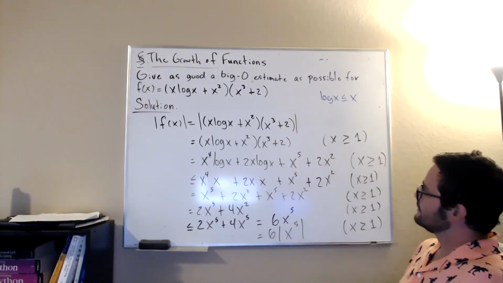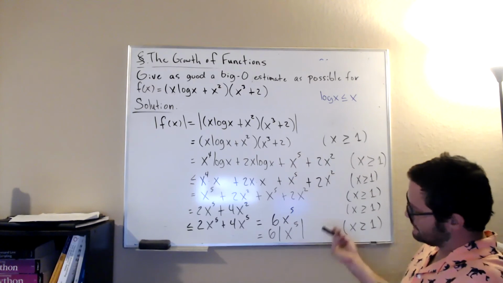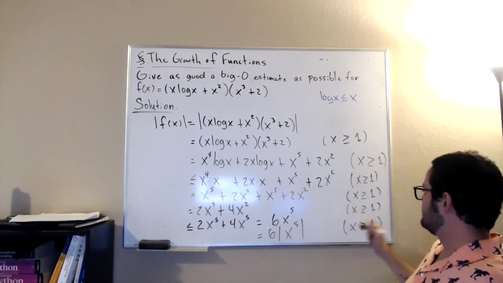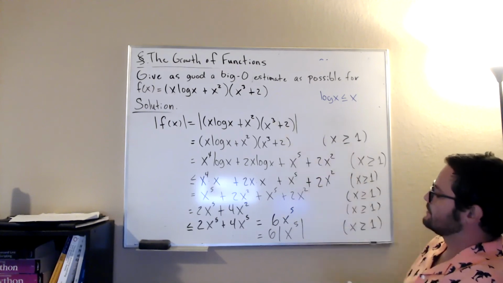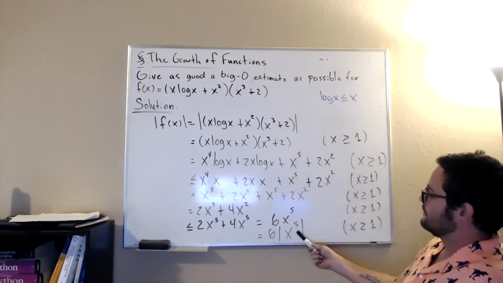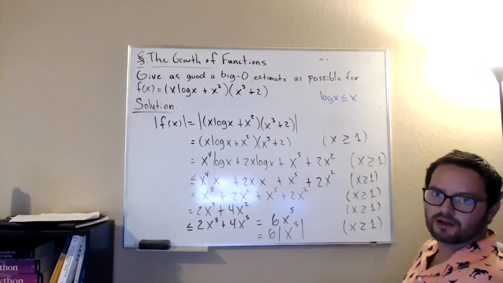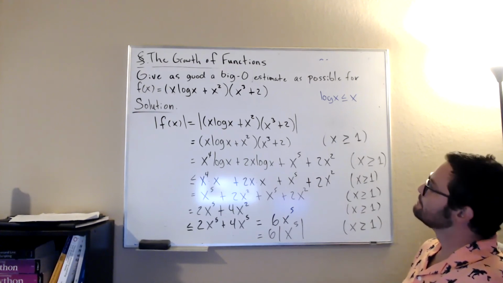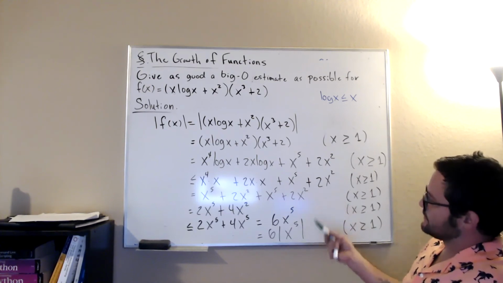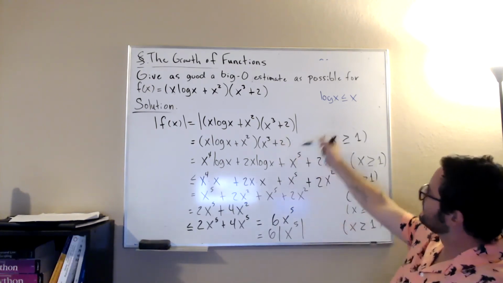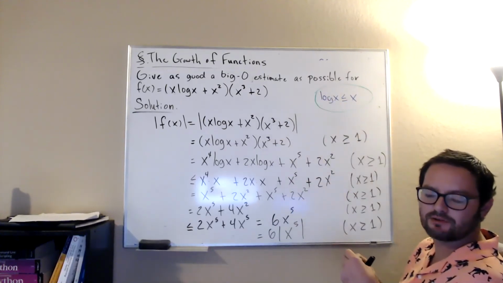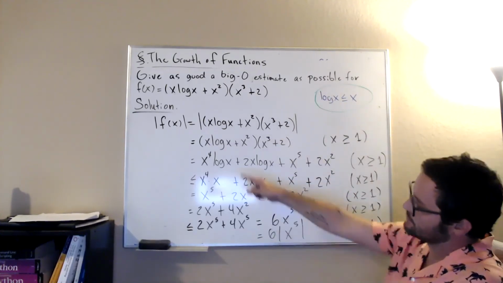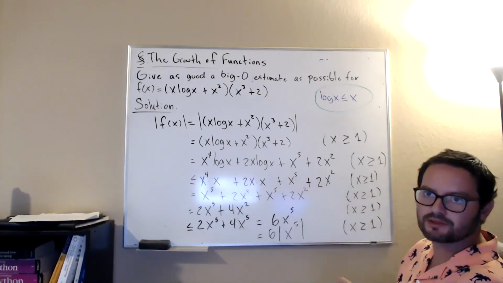So then you would say, taking witnesses C equal to 6 and K equal to 1, we've shown that f of x, this function here, is big O of x to the power 5. And this one wasn't so bad once you worked out the algebra, and then you remember that right there, that log x is always at most x, and then you can string together these inequalities and get the upper bound that you want.